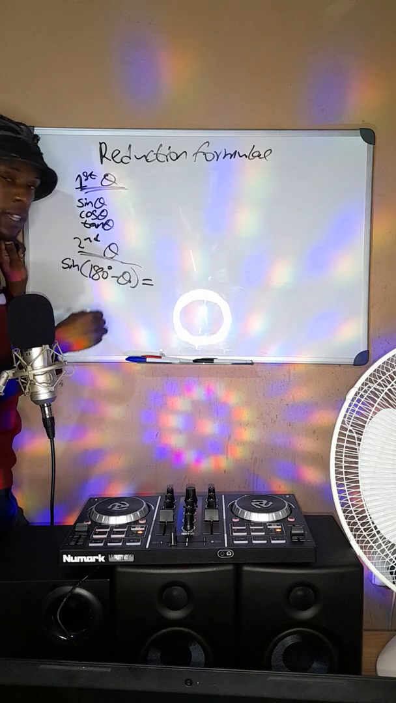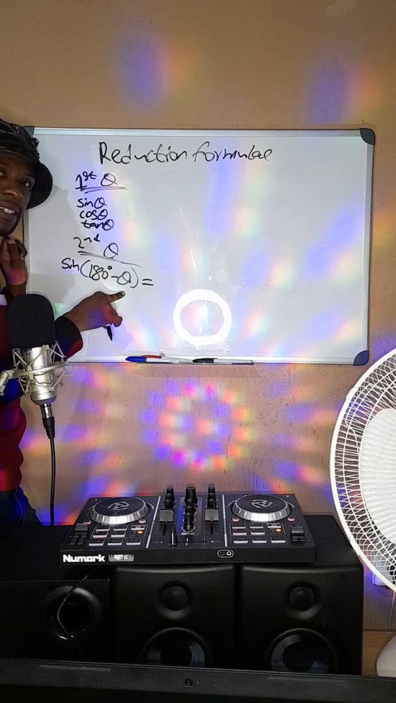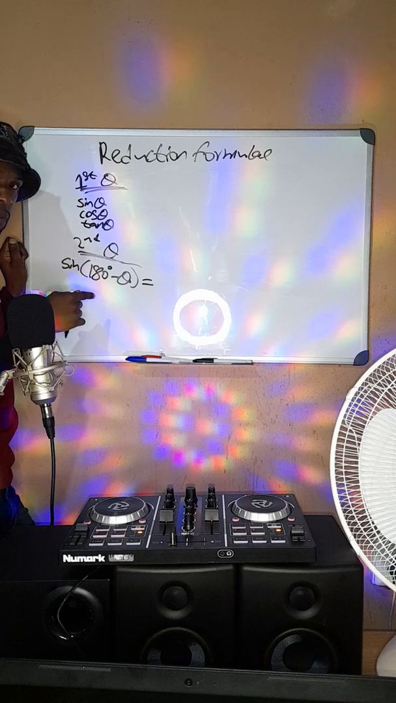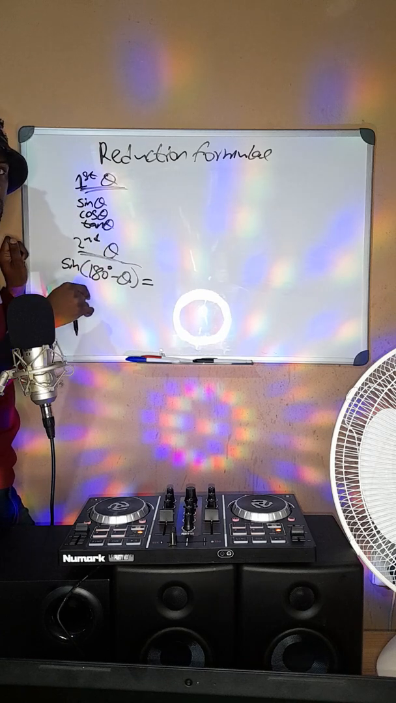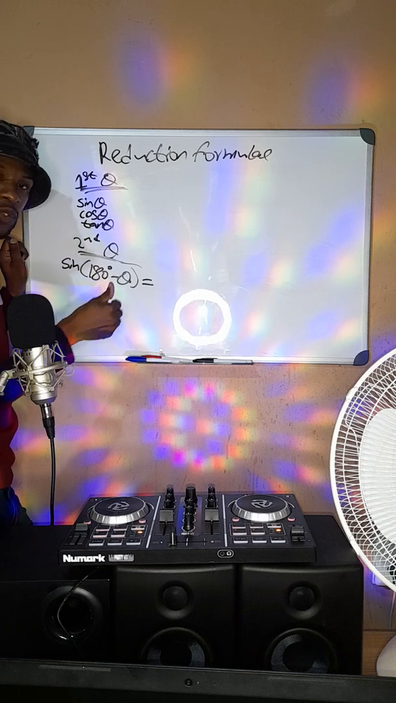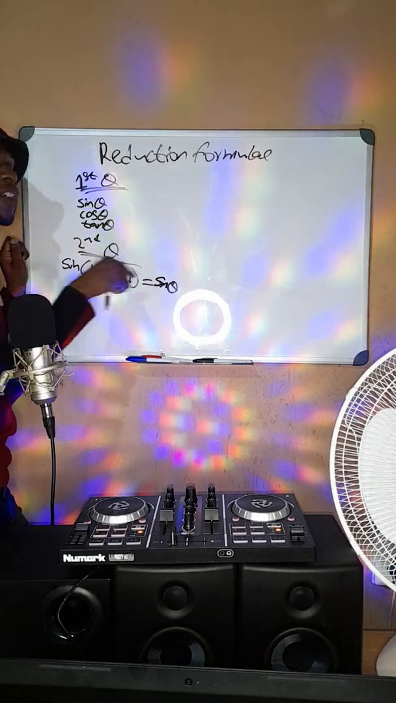When you reduce something of this magnitude, you start by saying you are having 180 degrees minus theta. You ask yourself, in which quadrant does this fall? Okay, when we remember very well, 180 degrees minus theta falls in the second quadrant, and in the second quadrant we are saying sine is positive. Then this reduces to positive sine of an acute angle there.